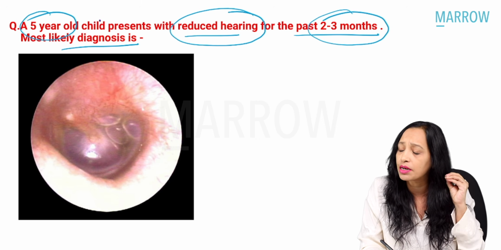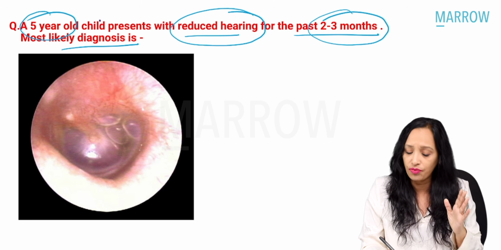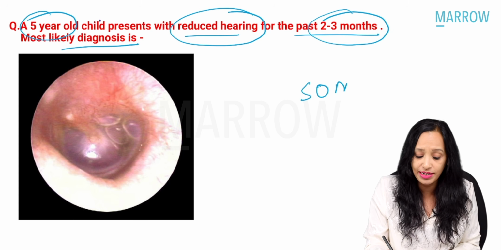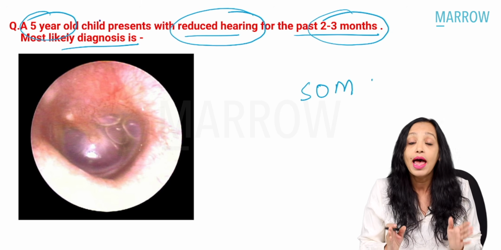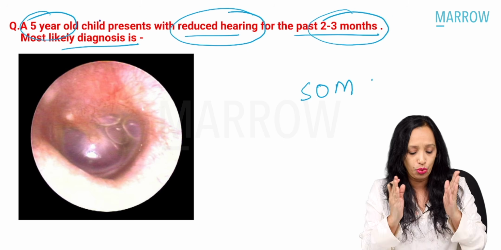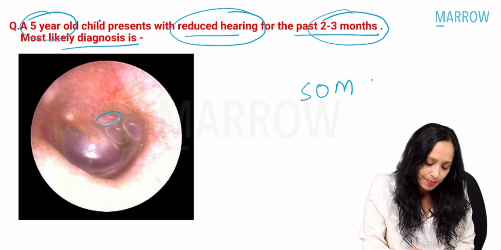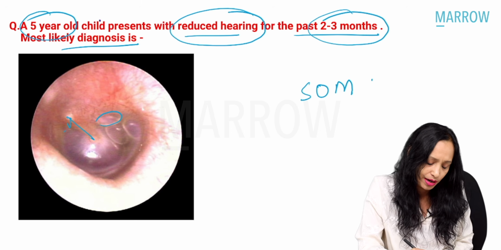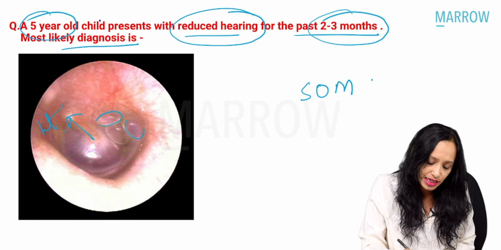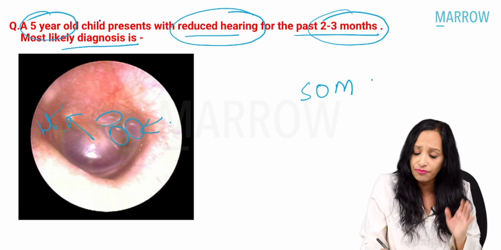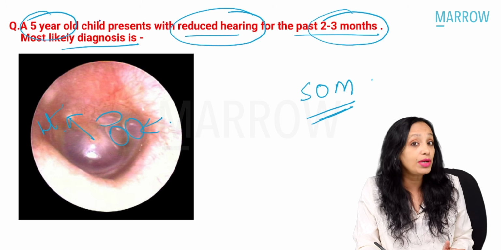Remember, this is a repeated question. What will come to your mind is serous otitis media. Is that clear? With this in your mind, next you will see the picture, and what you are seeing is bubbles. This is the tympanic membrane, the left, and you are seeing the bubbles on the tympanic membrane. That confirms it is serous otitis media.